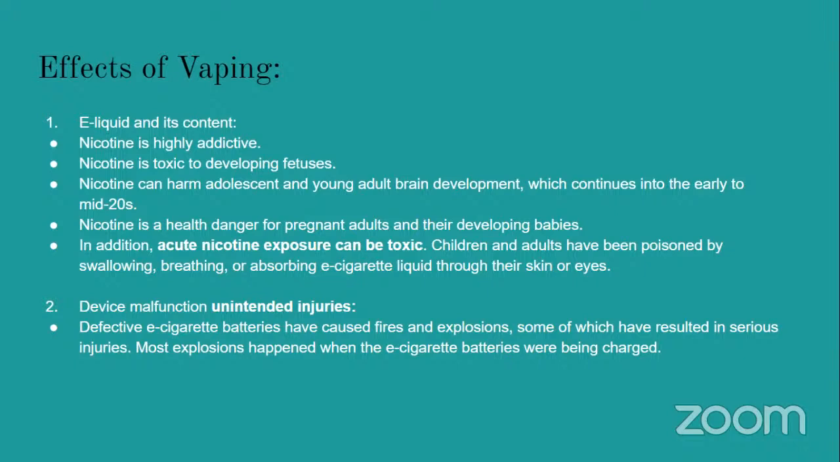Nicotine is also harmful to pregnant adults and their developing babies. In addition, acute nicotine exposure can be toxic, as we're speaking of nicotine in its liquid form. Children and adults have been poisoned by swallowing, breathing, or absorbing e-cigarette liquid through their skin or eyes. Device malfunction causes unintended injuries, as e-cigarette batteries have caused fires and explosions in the past, some causing serious injuries. Most of the reported explosions have happened when the e-cigarette batteries were being charged.